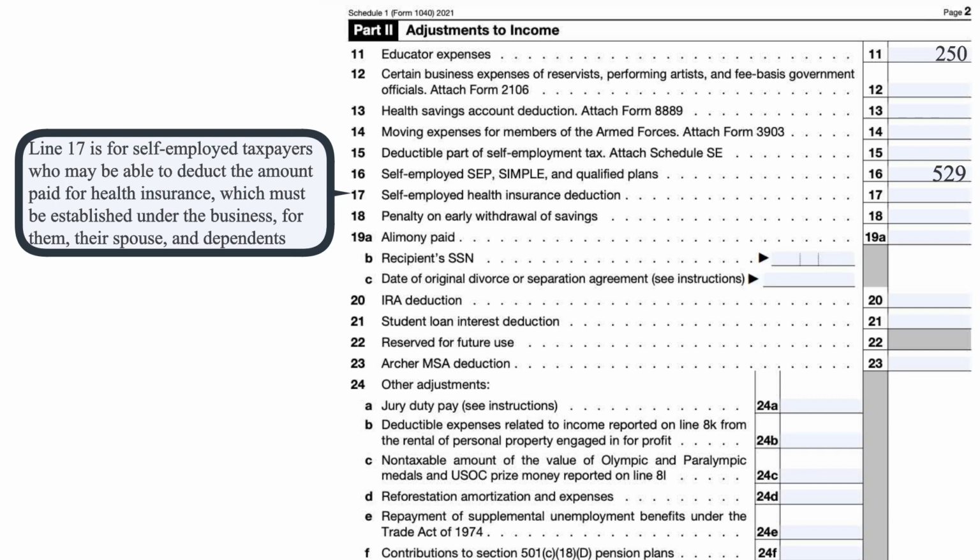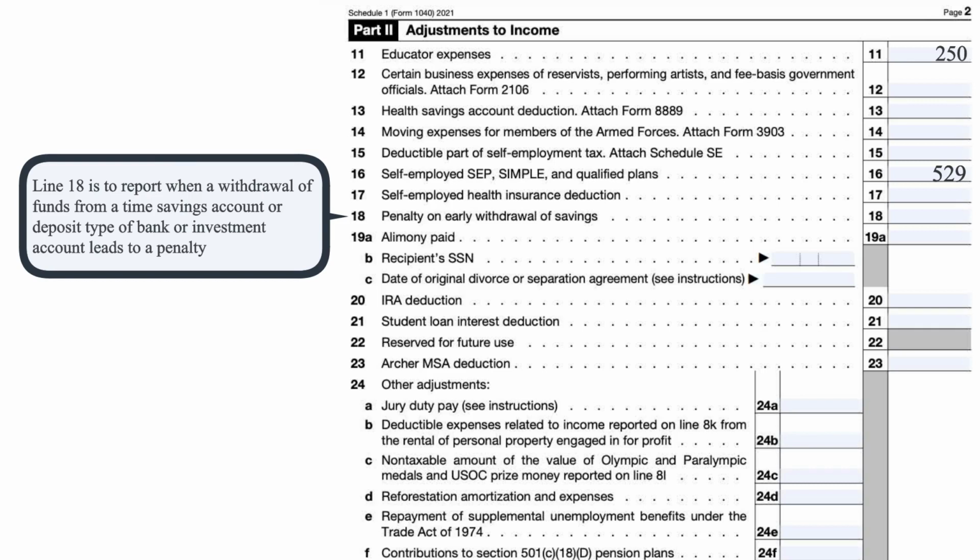Line 18 is used to report when a withdrawal of funds from a time-savings account or deposit, a type of bank or investment account, leads to a penalty that is assessed and charged to the taxpayer. Form 1099-INT Box 2 or Form 1099-OID Box 3 will show the amount of the penalty. This amount would be entered on line 18 of Schedule 1.